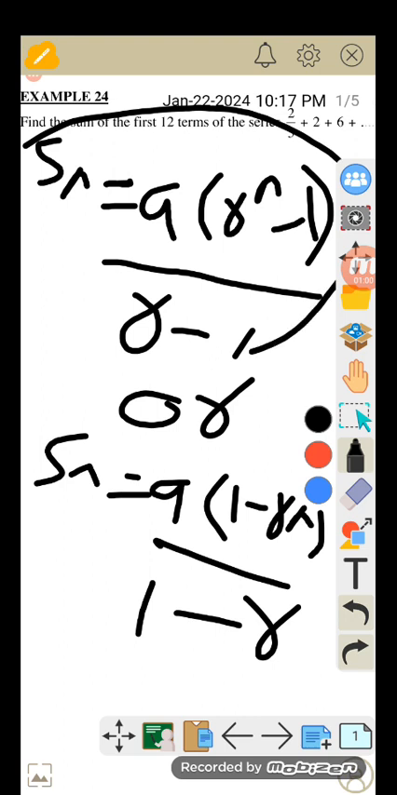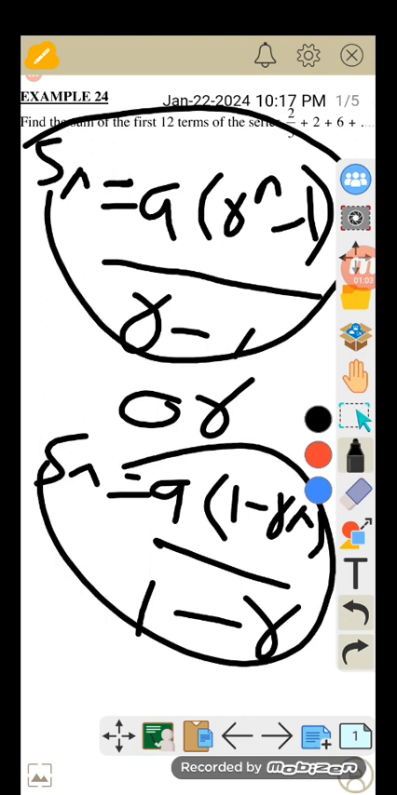You can use this formula or this formula. You're still going to get the same answer. You see, guys? Just like that.